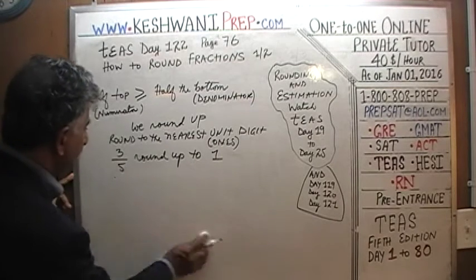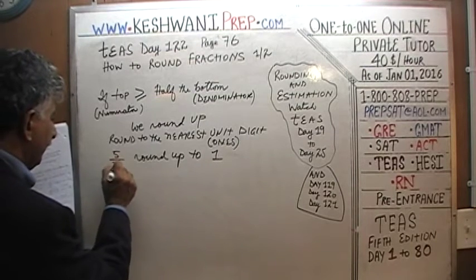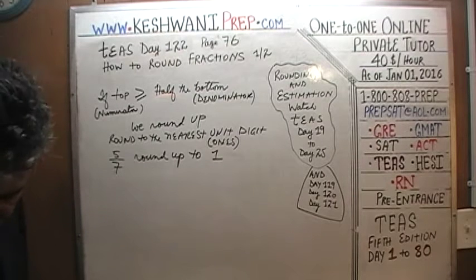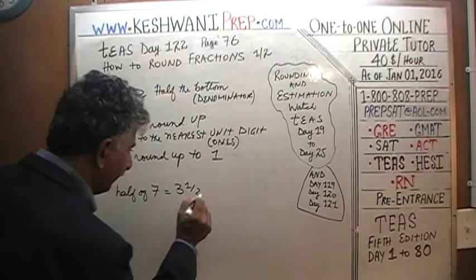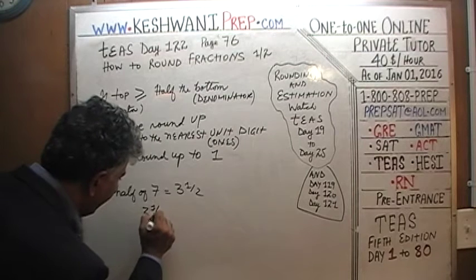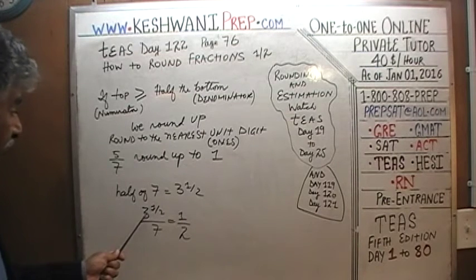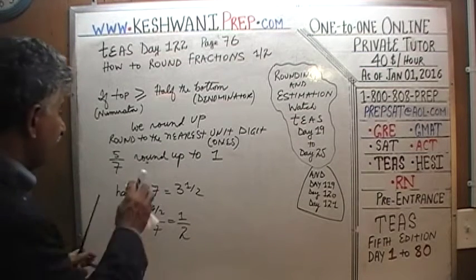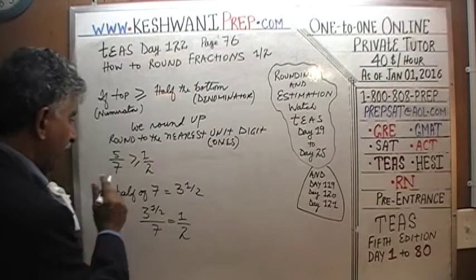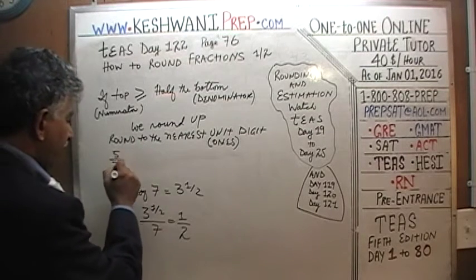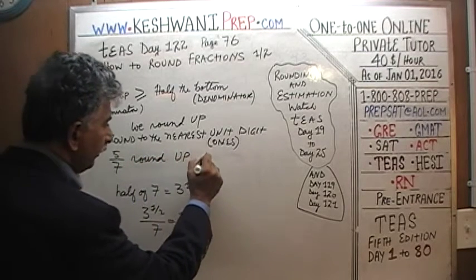Let's do one more. Let's do the next one. How about 5/7? Well, again, 5/7, we know half of 7 is 3.5. We know that. Which means 3.5/7 would have been exactly half. Since top is greater than or equal to 3.5, here it is 5, that tells us that 5/7 is actually more than half. And since it's more than or equal to half, we have to round it up again. 5/7, when we are asked to round it to the nearest unit digit, we take the 5/7, we round it up to 1.